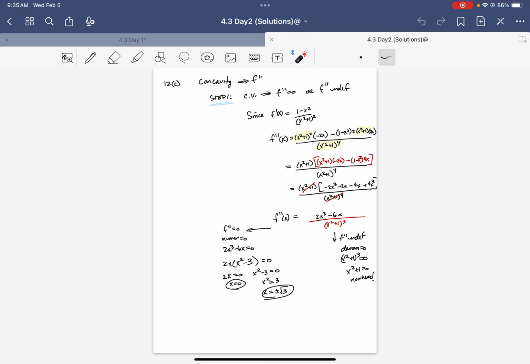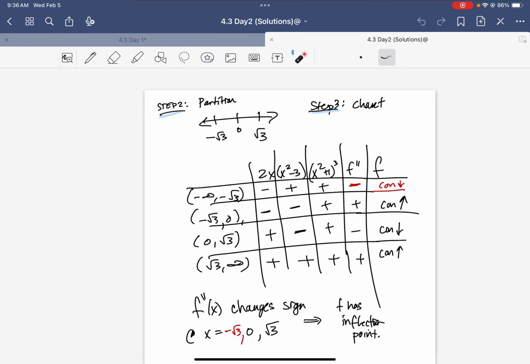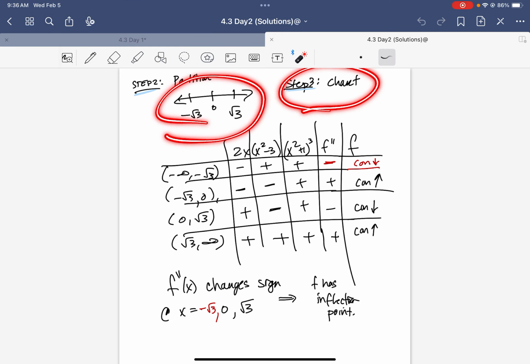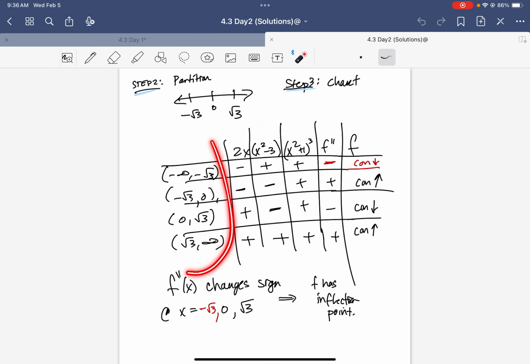So there's step 1. The big deal here was when we had a fraction, we had to factor out that common factor to make it look nice before we find our critical values. So step 2 is to partition and then chart. For step 3, our partition makes our 4 intervals because we made 3 cuts.